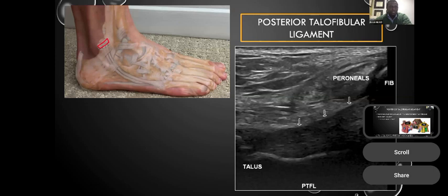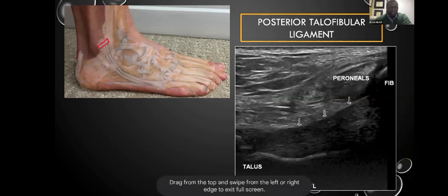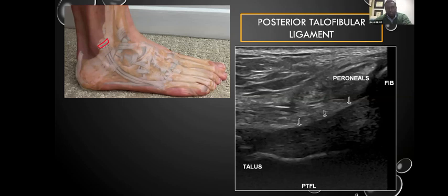Actually, before we get to that, here's an image of the posterior tibiofibular ligament. As you can see, you're going to go a little bit posterior to the peroneals when you're looking for this. It helps to actually see the peroneals in the image. And this looks pretty good.